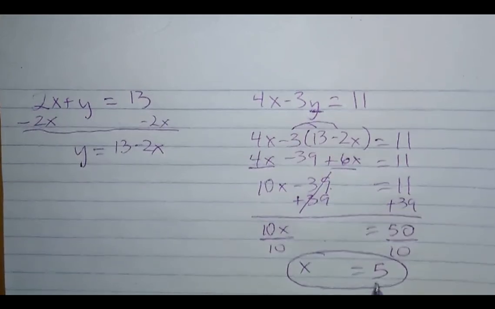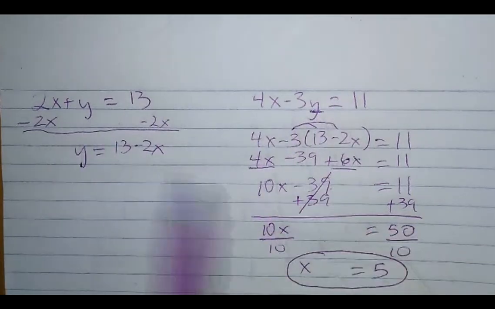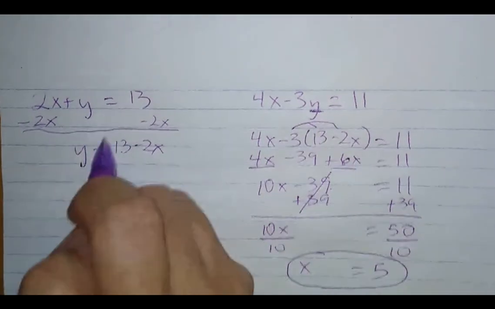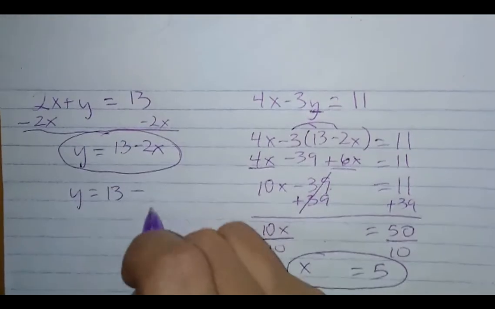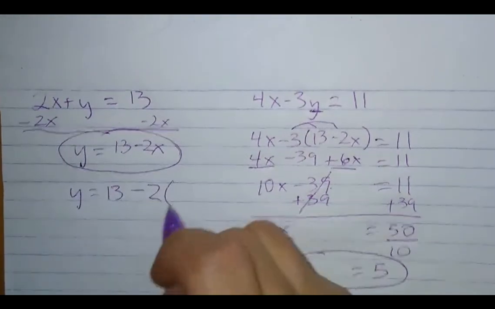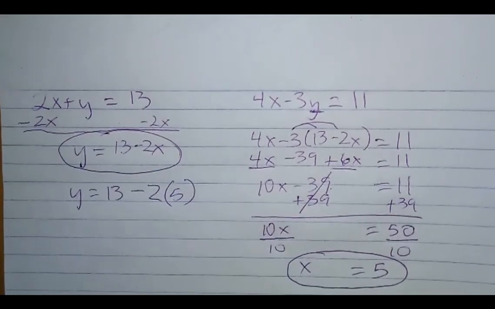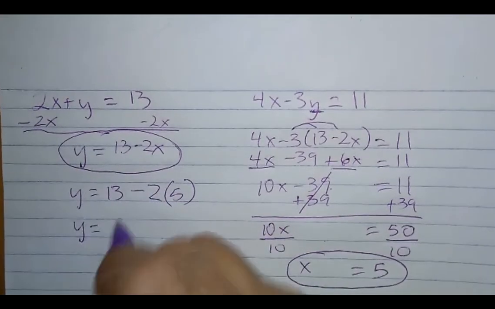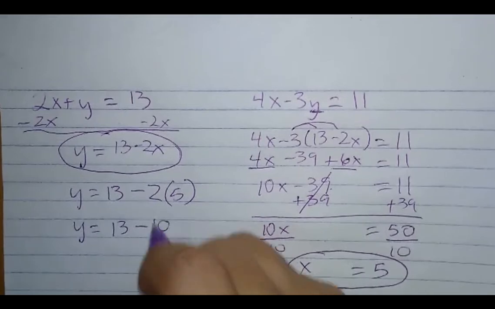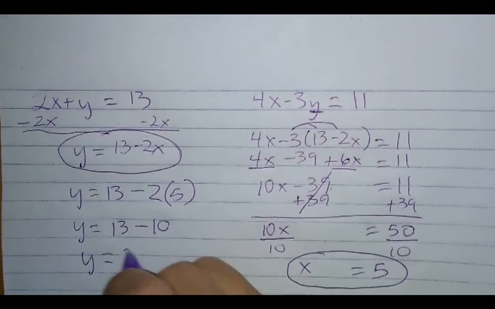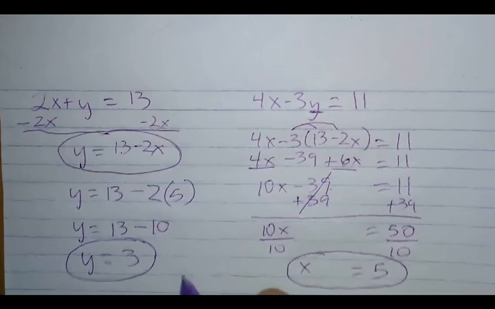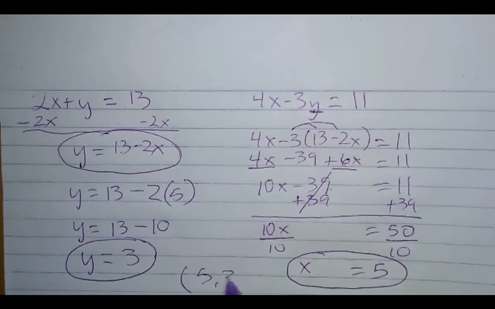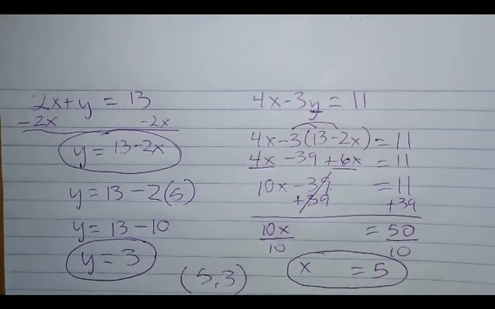Now we take this answer and we can put it back into any of the equations that has x, and we solve for the other variable. I'm going to put it into this one. Y equals 13 minus 2, and in place of x, I'm going to put the 5. And then we solve for y. So y equals 3. That's our solution. If you want, you can write it as a coordinate point. 5, 3. Otherwise, x is equal to 5 and y is equal to 3.